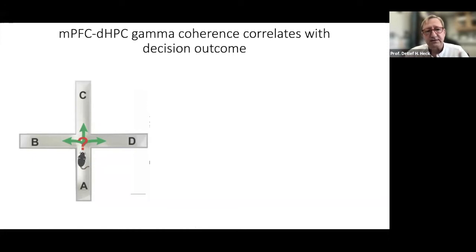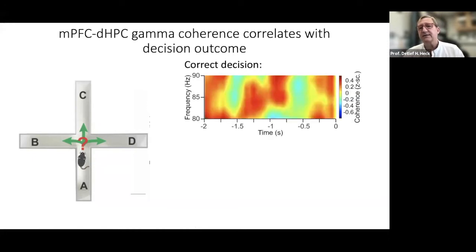We had the mouse explore the maze, and then we asked, what is the coherence value? In this case, we're focusing on gamma coherence, 80 to 90 hertz, during the time of decision making. If you look at the time axis down here, time 0 is the moment where the decision making is completed. So the mouse has at time 0 completely left the center. All 4 paws are in the new arm, and so everything is done. The mouse has decided and is in the new arm.